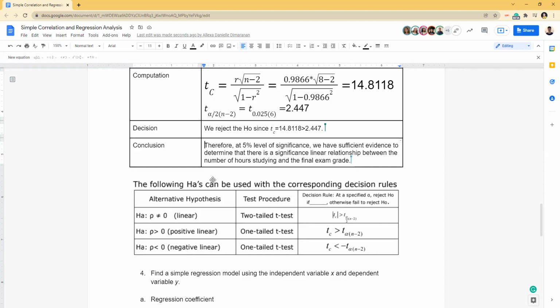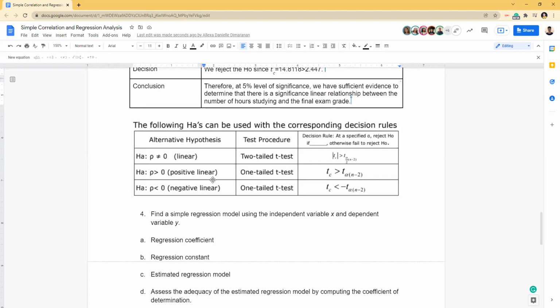So for number 4, find a simple regression model using the independent variable X and the dependent variable Y. In the correlation analysis, you will have the same correlation coefficient if you interchange the two variables, or if you don't identify which is X or Y, or you encode Y first before X, the grades before the number of hours spent studying. It will give you the same value. But for regression analysis, you have to assign your dependent and your independent variable.